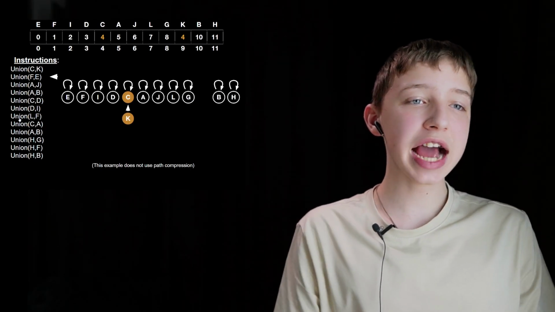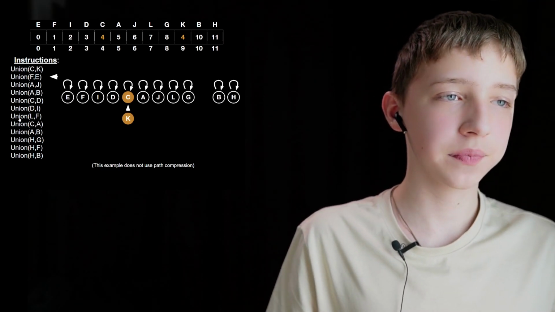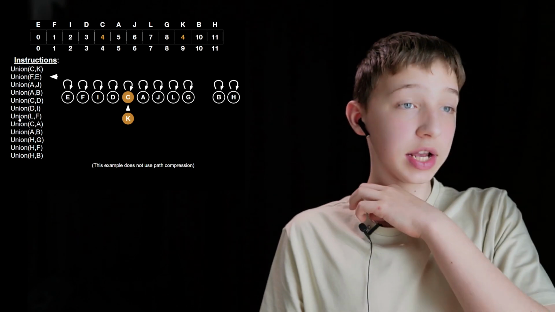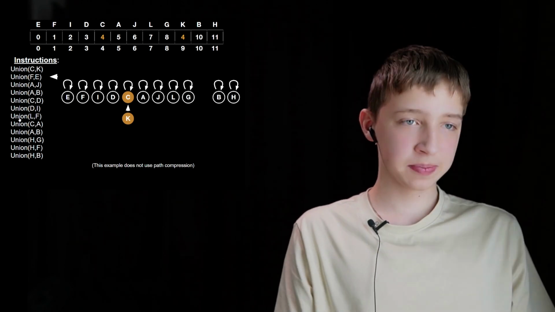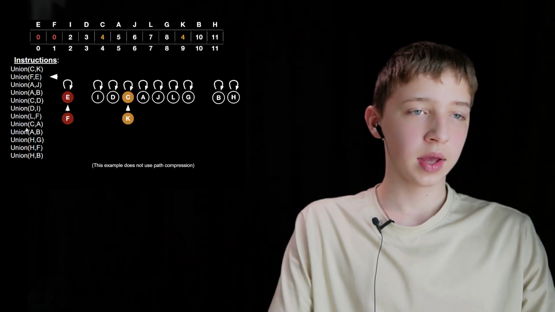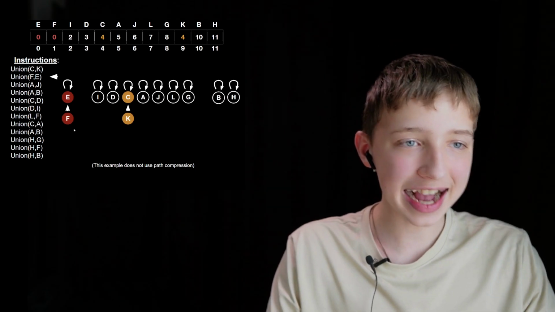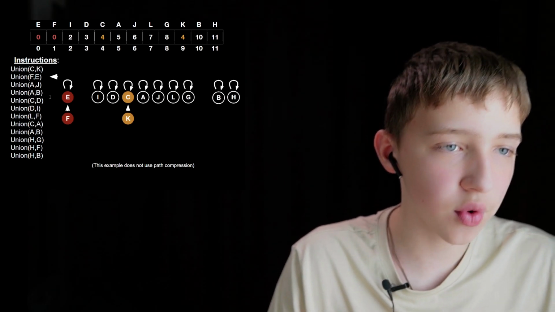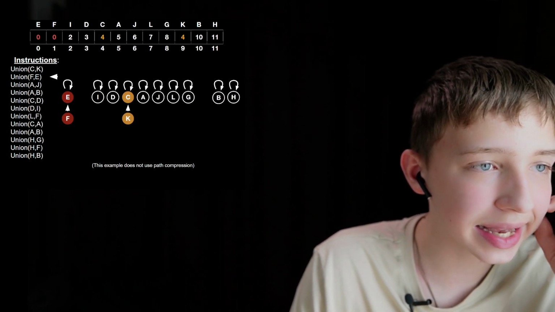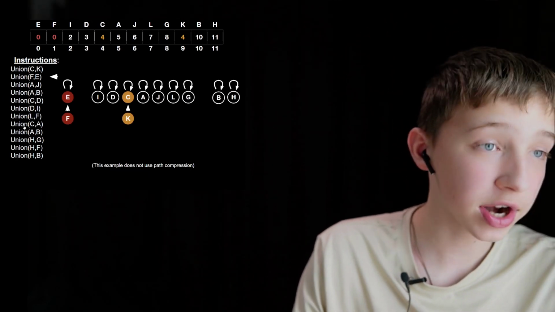And now, for example, next for F and E. So we have F at the position 1 and E at the position 0. Now F's parent becomes E. So F is at index 1 and E is at index 0. So we update index 1 to 0, and in this way we are assigning E and F to the same group, for example, the red group.